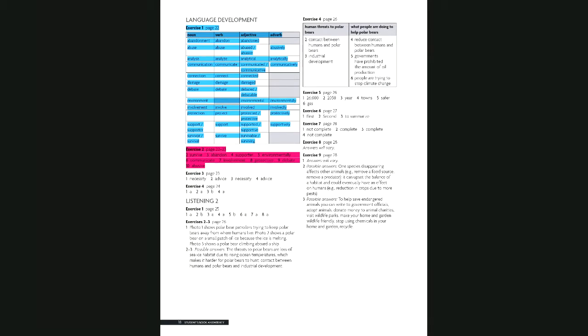Okay, so what are people doing to help polar bears as it relates to industrial development? Well, the governments are stepping in and putting some restrictions on oil production. And then number 6, people are trying to stop climate change. Climate change is related to the loss of sea ice habitat. Okay, so we've got 3 threats and we have 3 solutions.